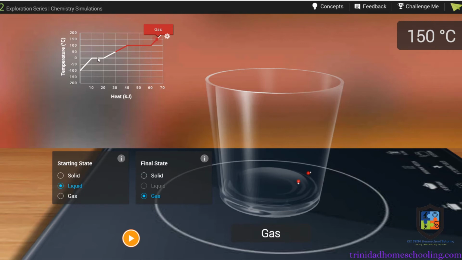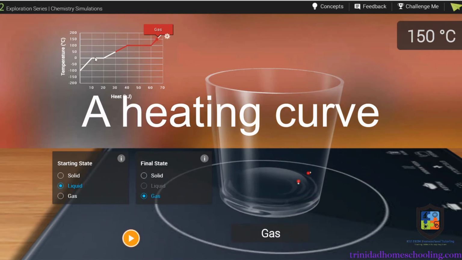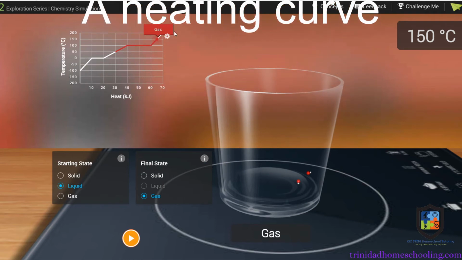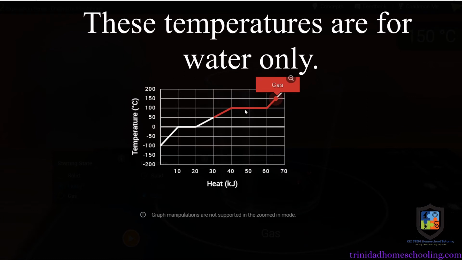So this here is a general shape of any substance starting from solid phase to a liquid to a gas. Okay, this is a general shape for any substance. But for water in particular, we have special temperatures that we need to have on our graph. And those main temperatures are where these flat lines occur. One is 0 degrees Celsius. That's our melting point of ice. And this one here at 100 degrees Celsius, which is the boiling point of water.